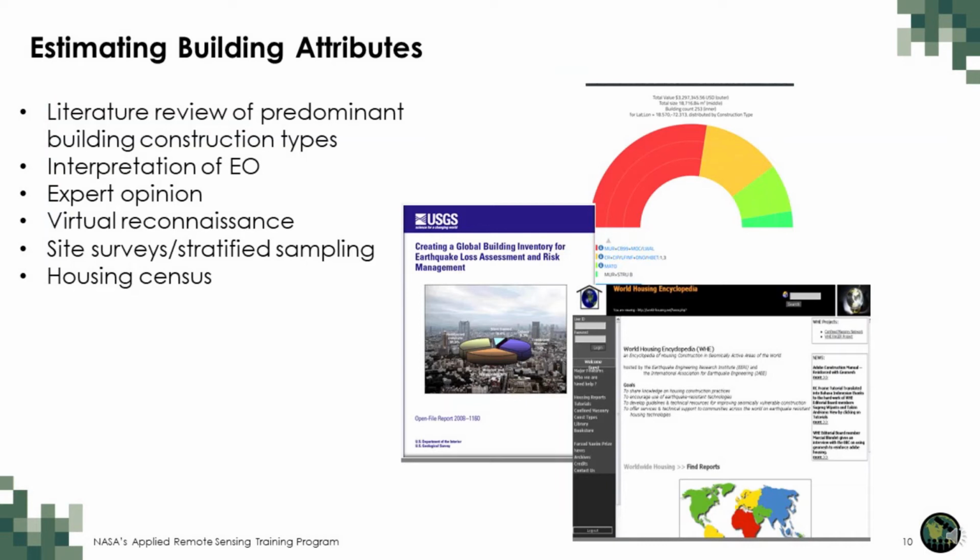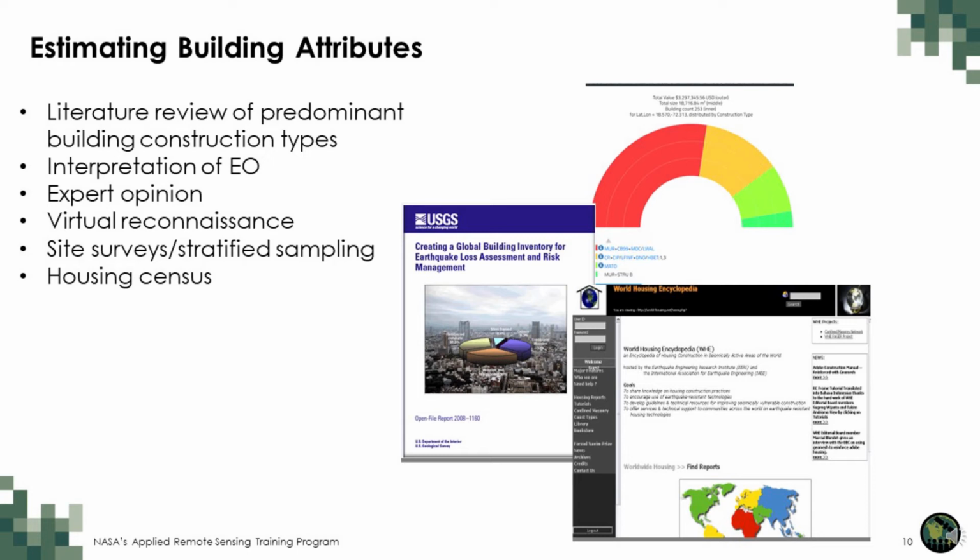So drilling down into each one of those steps with a little bit more detail, estimating building attributes. We start with a literature review of the predominant building construction types for a country. Sometimes there are reports specifically for this type of application that have been written. Google, just going to Google Scholar or the World Housing Encyclopedia from EERI, is a great resource for this. USGS PAGER has sort of a first guess for the entire world.